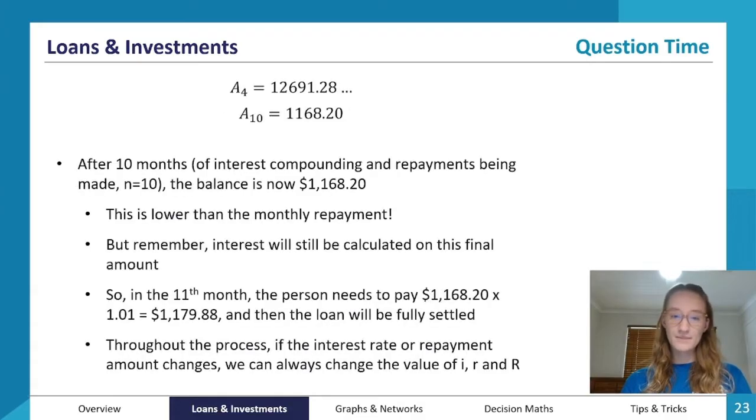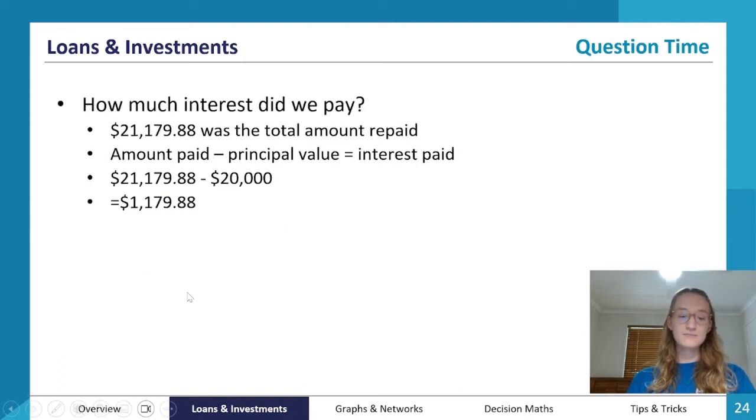To make that a little bit clearer, I'll go back to the previous slide. So we can see that up until the 10th month, we repaid $2,000 a month. For 10 whole months, this person paid back $2,000 every month. So 10 months at $2,000 a month means they paid back $20,000. And then in the last month, they paid back $1,179.88. So we can see that the total amount they paid back was $21,179.88.